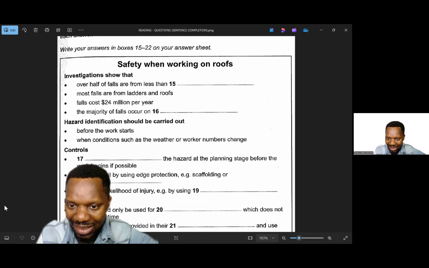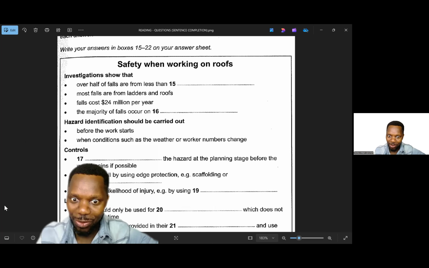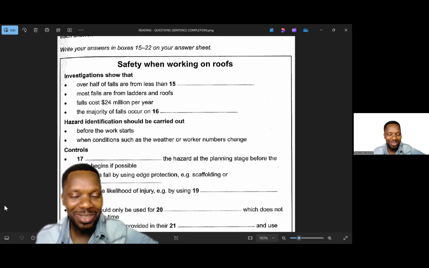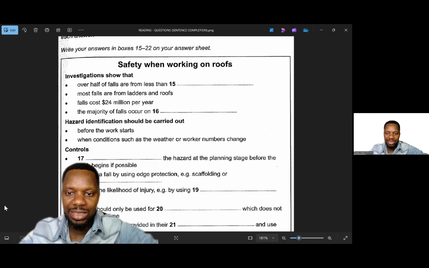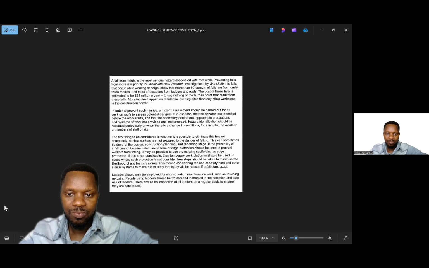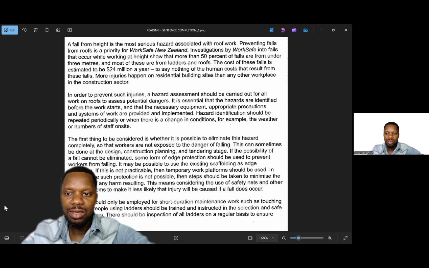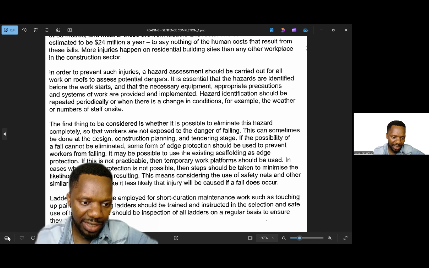Identified the hazard at the planning stage before the work begins, if possible. So anyone who gets carried away by that may easily miss it, right? So let's go to where the right answer is. I believe it should be in the third paragraph. Okay, so let's look at the third paragraph. This is it right here.